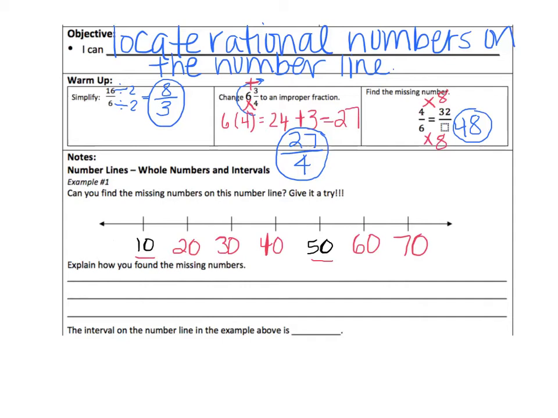The next question we're asked is the interval on the number line. Interval being, what is the distance between each of the main lines on the number line? The interval for this number line is 10. Now that we've done an example together, you try examples 2 and 3 on your own. Pause the video and replay it when you're ready to move on.